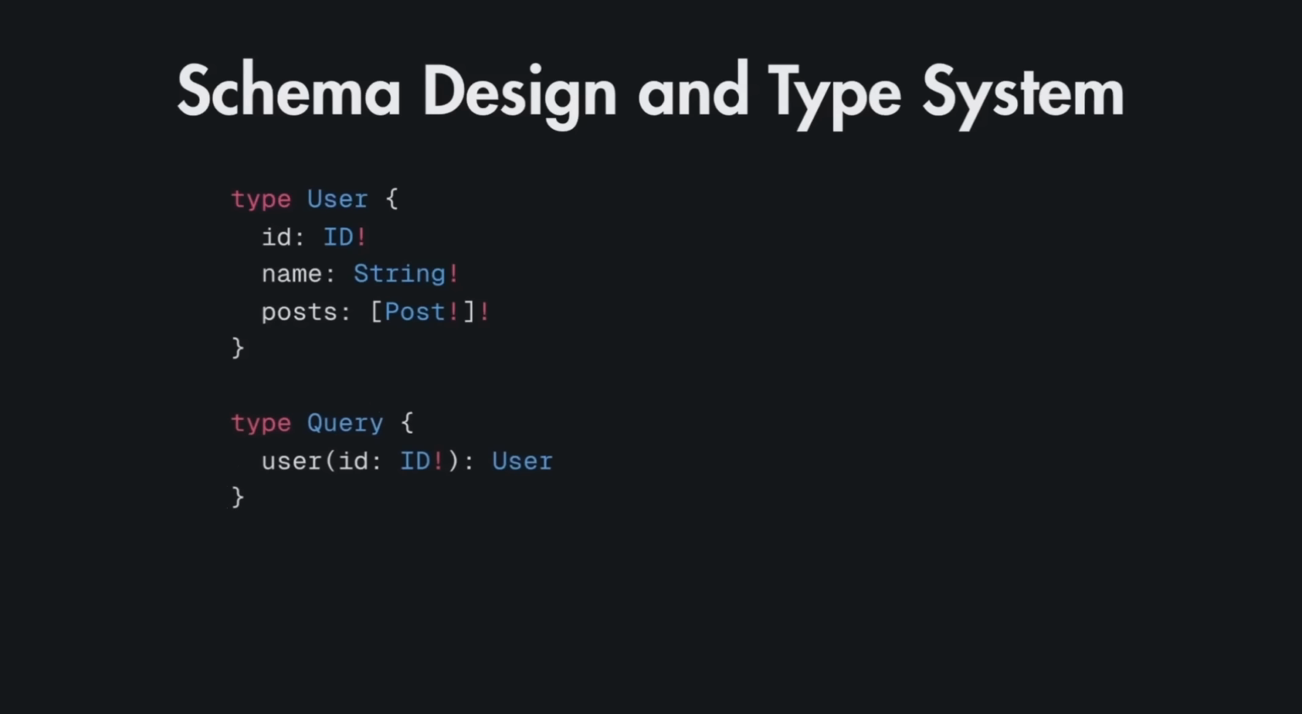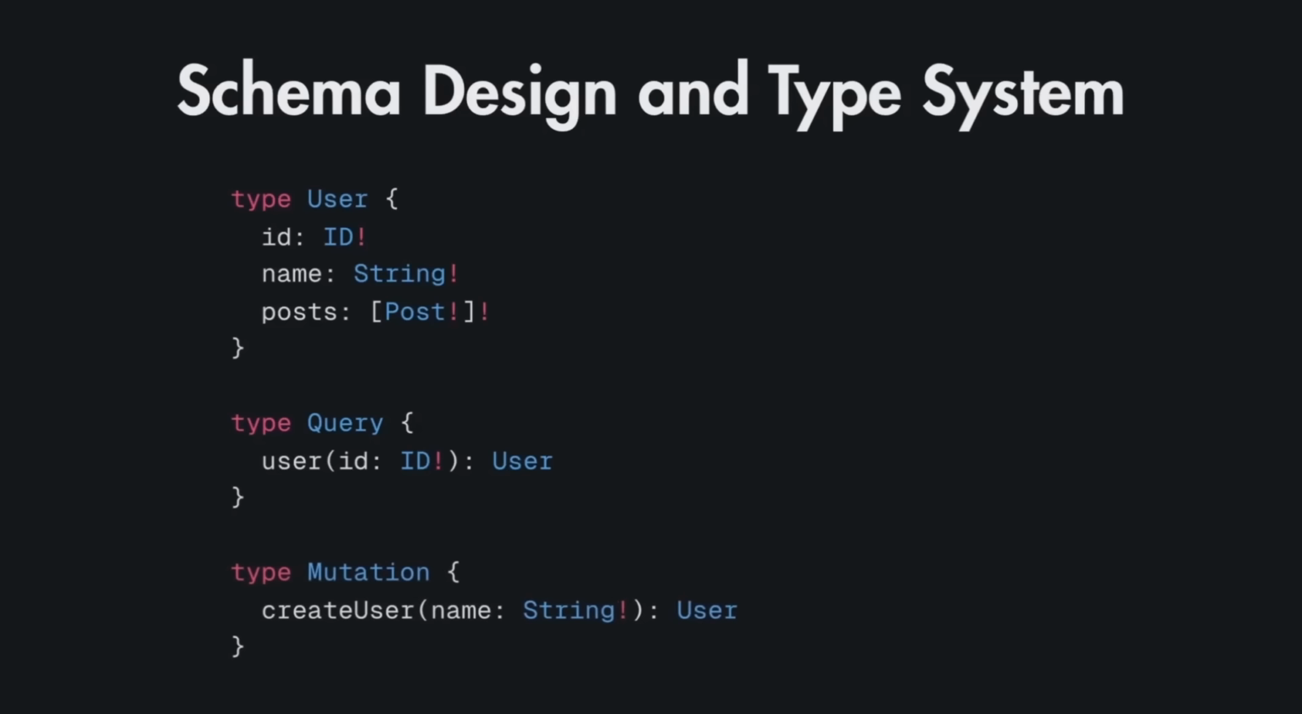Next, we have queries to read data. So this is the equivalent of doing GET requests in a RESTful API. You specify the query and the function of this query. This can be the user query, which fetches the user with a specific ID. And also the return type of this query, which in this case is the user type that we defined above.